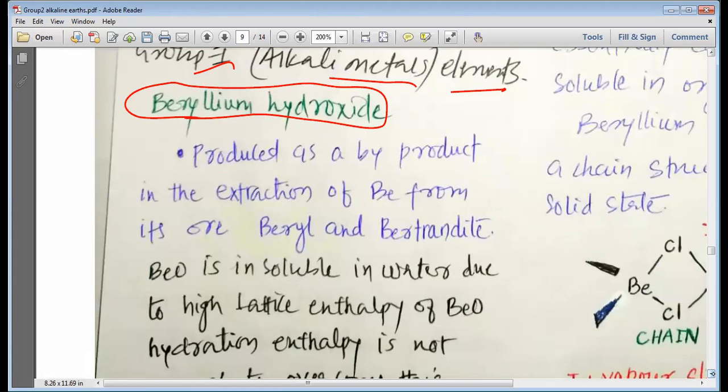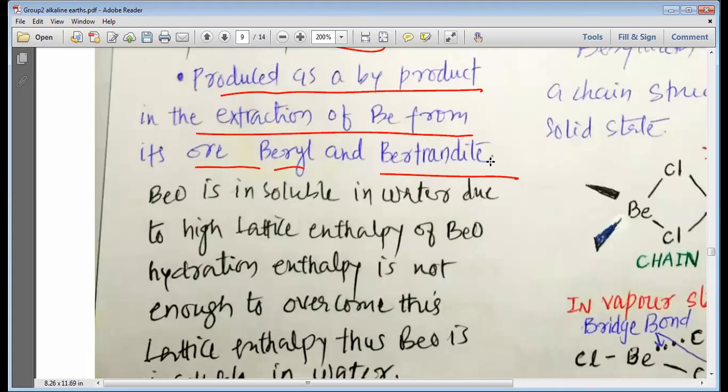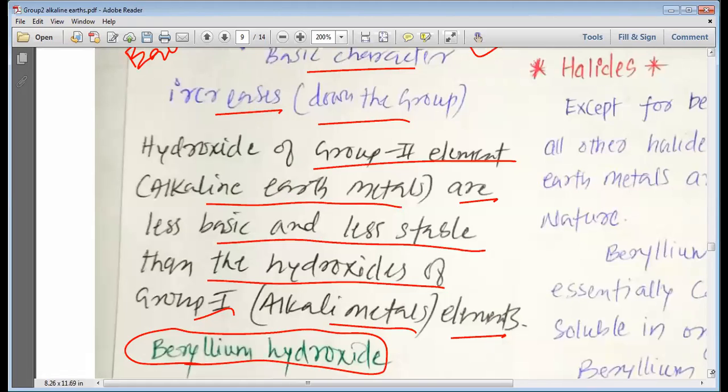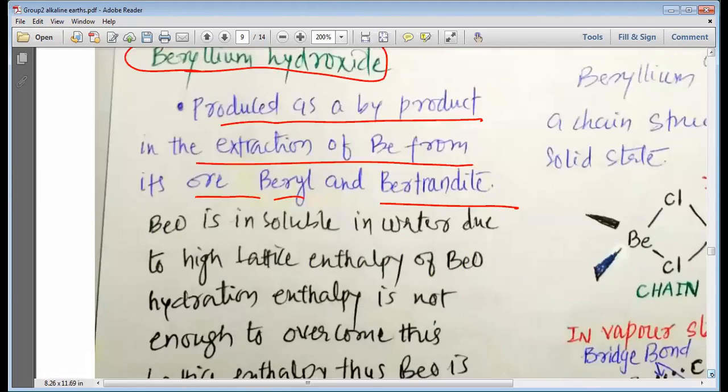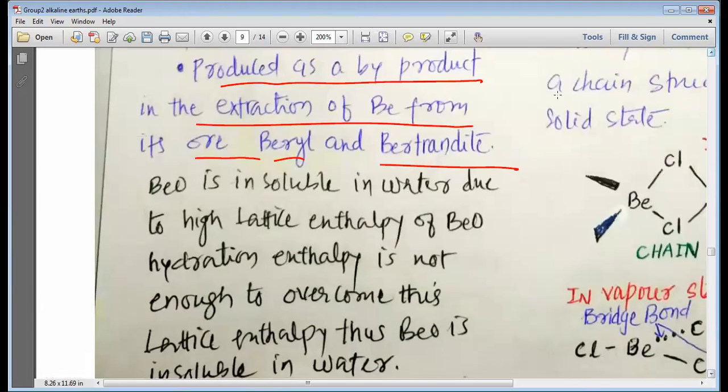So let us study about beryllium hydroxide. Beryllium hydroxide is produced as a byproduct in the extraction of beryllium from its ore beryl or bertrandite. So this beryllium hydroxide is produced as a byproduct during the extraction of beryllium from the ore beryl or bertrandite.